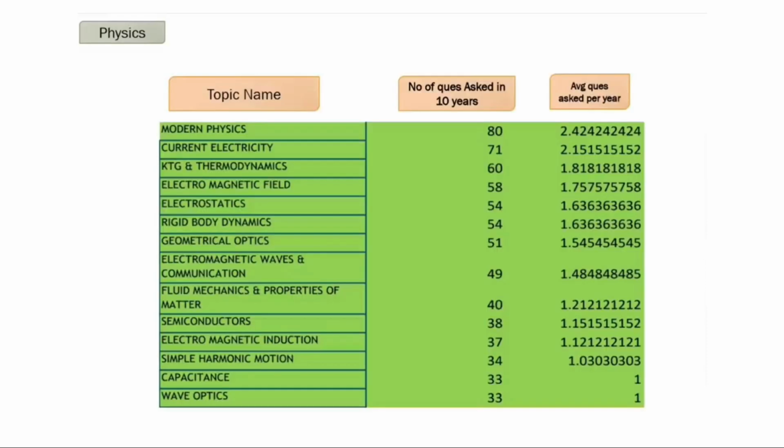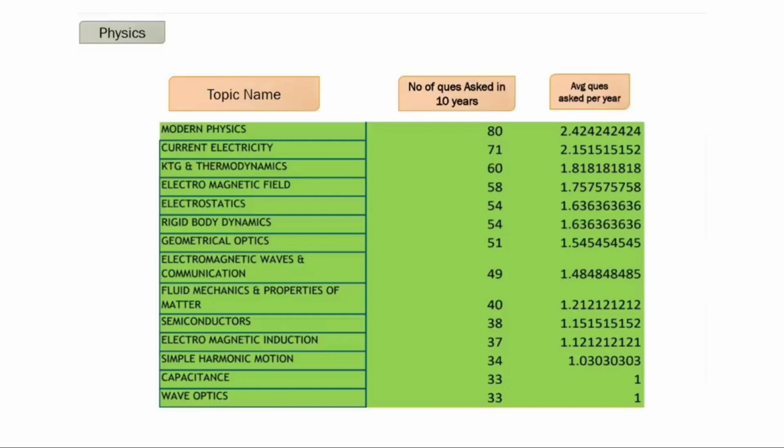Coming to physics. In the physics green zone, you can see modern physics, current electricity, KTG and thermodynamics, electromagnetic field, electrostatics, rigid body dynamics, geometrical optics, electromagnetic waves and communication, fluid mechanics and properties of matter, semiconductors, electromagnetic induction, simple harmonic motion, capacitance, wave optics. These are the chapters where you can expect one, two or three questions for sure.